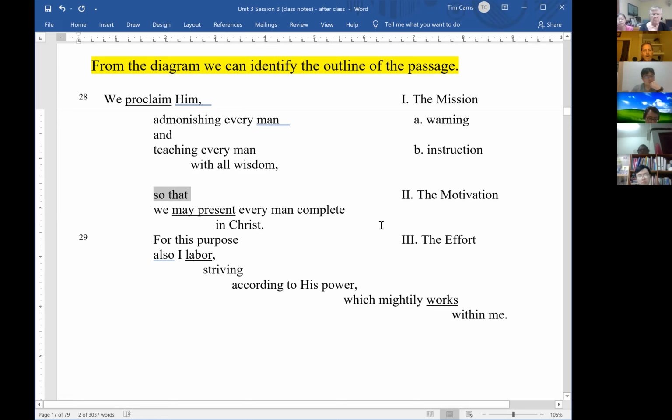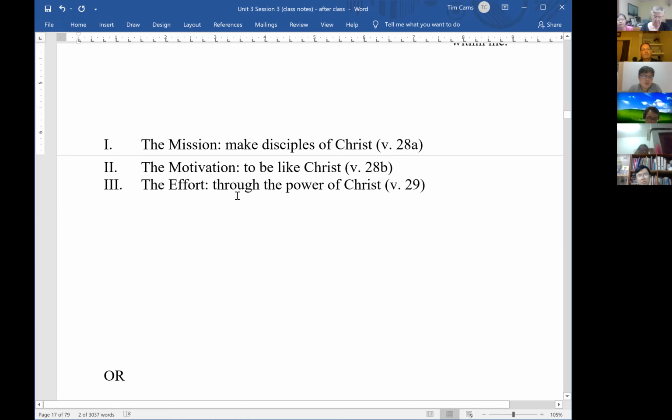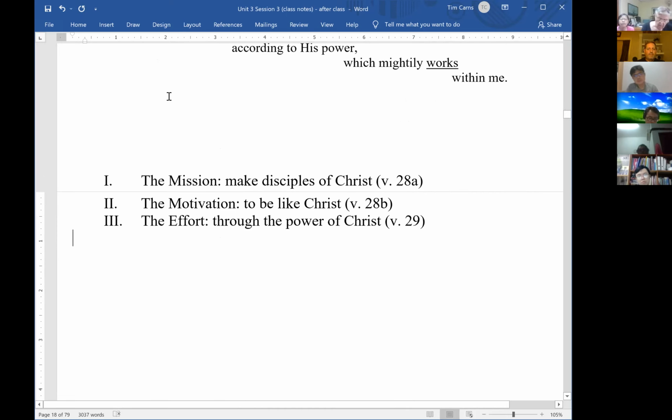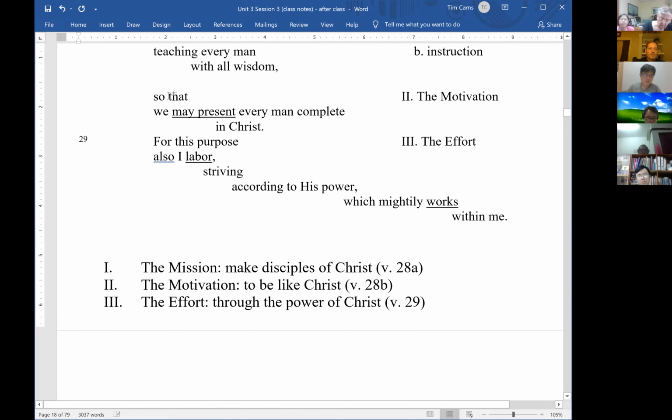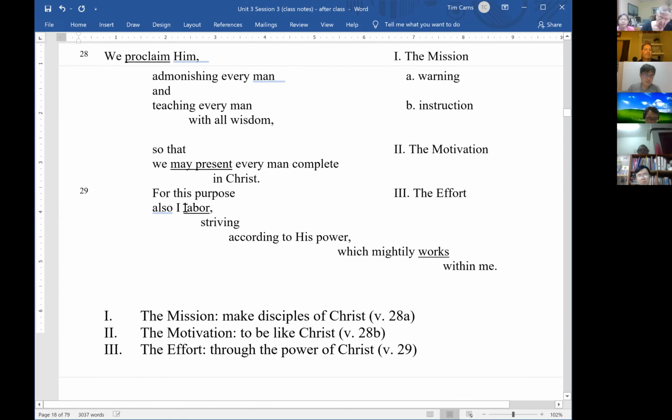So if I were preaching this particular passage, this is one outline that I would consider using. So the mission, make disciples, a motivation to be like Christ, and then the effort is through the power of Christ. Okay, so that's one outline that we can derive from our diagram here.